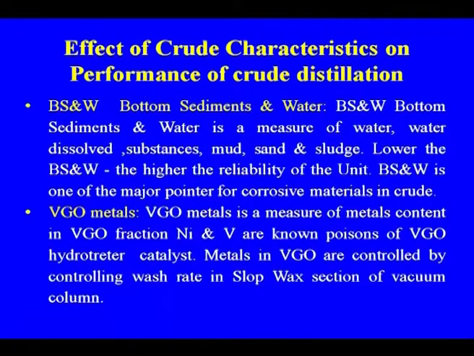The bottom sediment and water is a measure of the water and dissolved impurities which are there, so from the removal you can have an idea of the inlet and outlet content of the desalted crude, and depending upon that you can adjust the conditions. Then, visbreaker metal is a measure of the metals contained in the visbreaker fraction. Nickel and vanadium are known poisons for the hydrotreater catalyst.